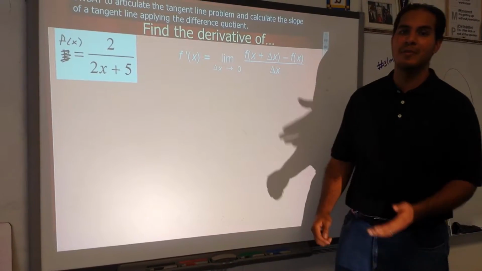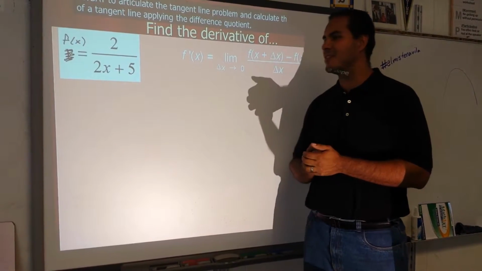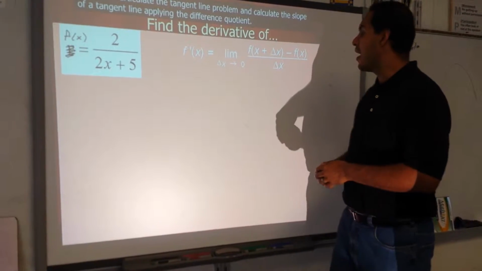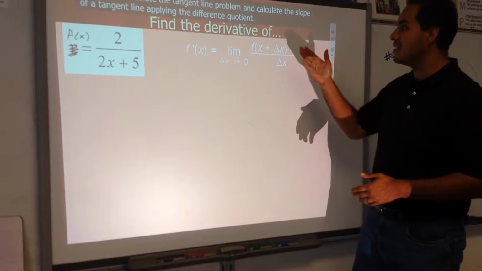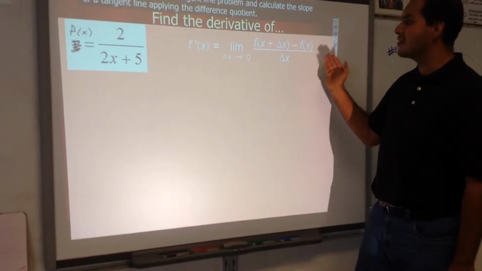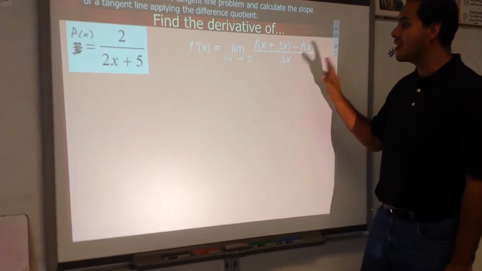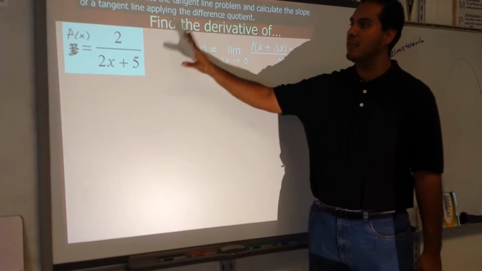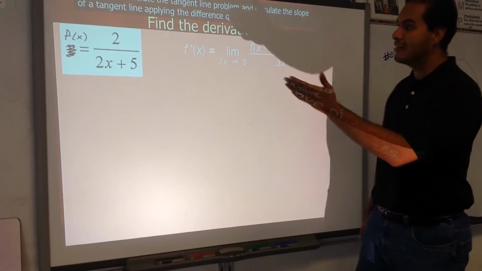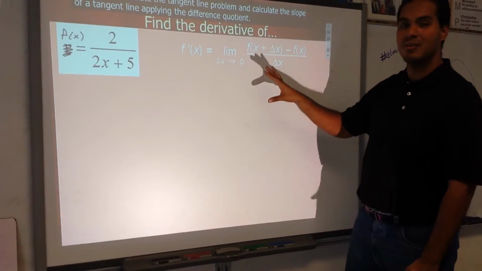Avila coming from Locke High School, and today we're covering some examples of finding derivatives using the definition of a derivative. The definition of a derivative is the limit as delta x approaches 0 of f of x plus delta x minus f of x all over delta x. And we're going to try to use that formula to find the derivative of f of x equals 2 over 2x plus 5. That being a rational function makes this a little complicated to deal with.